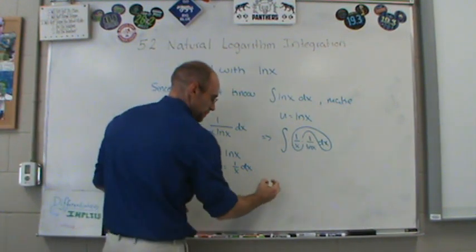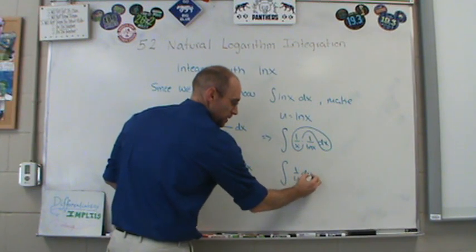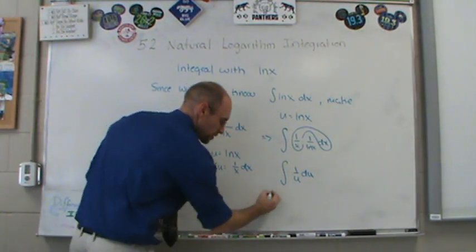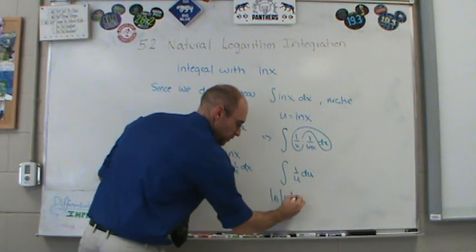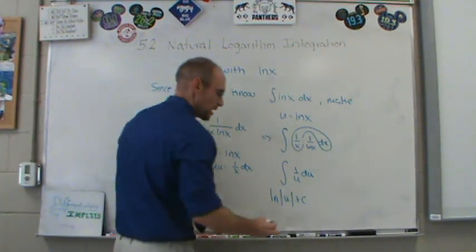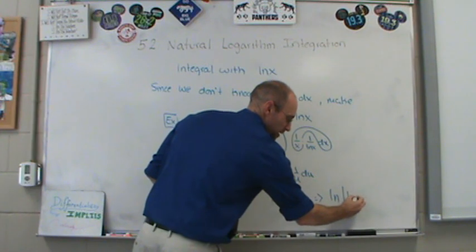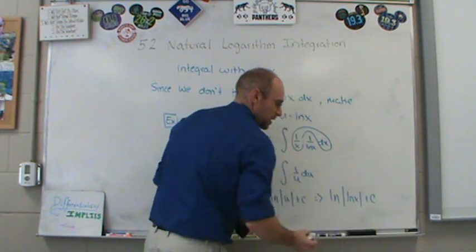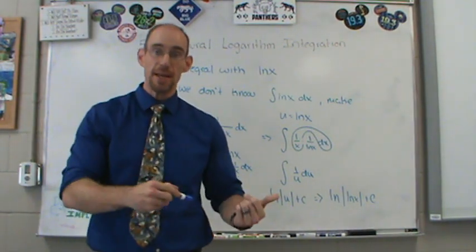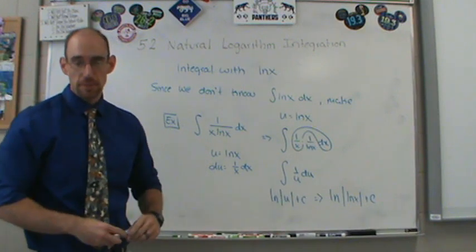So now I can rewrite this as 1 over u du. Well, antiderivative of 1 over u du is that natural log, absolute value of u plus c. And now we can put our u back in there, and our u is just natural log of x. So natural log, absolute value of the natural log of x plus c. It's pretty common to end up with 2 natural logs, or a natural log within a natural log, when you have a natural log in your integral.